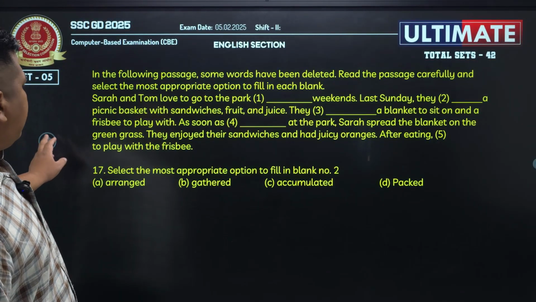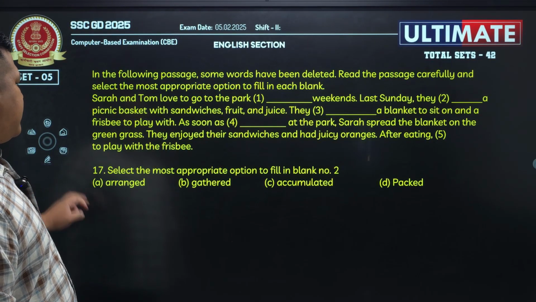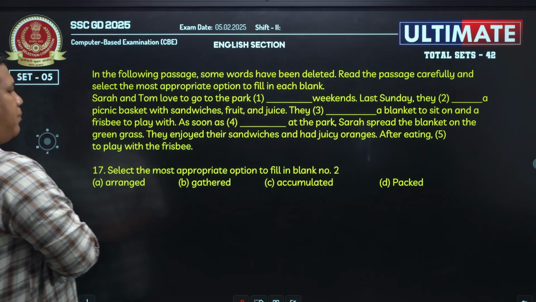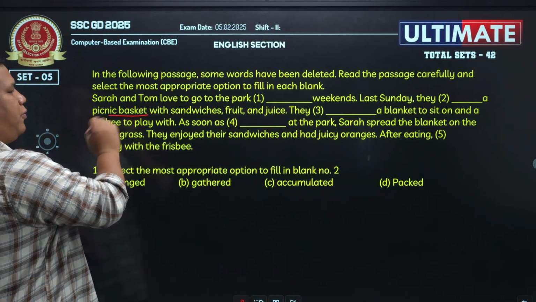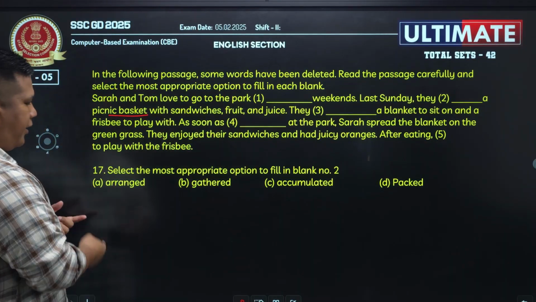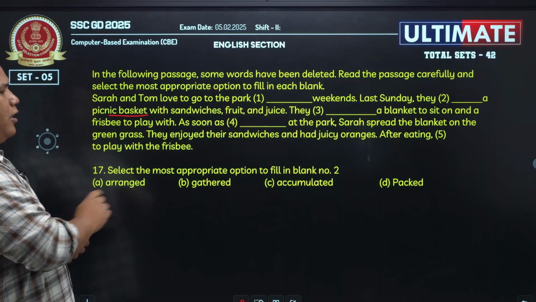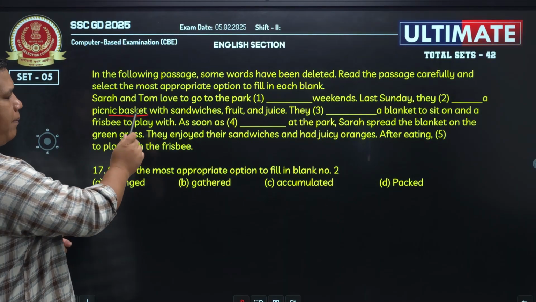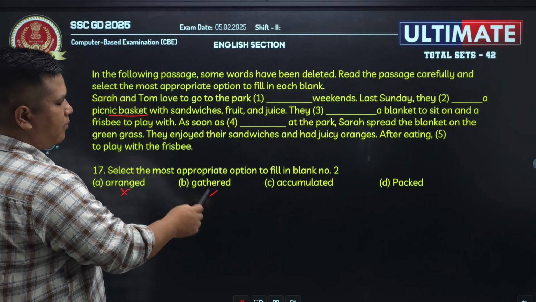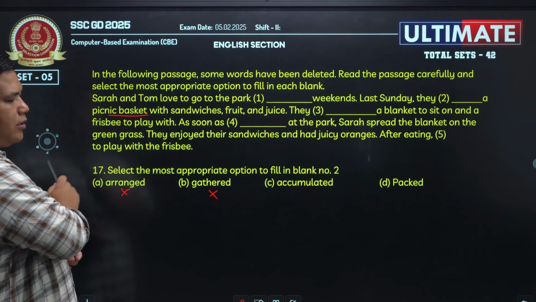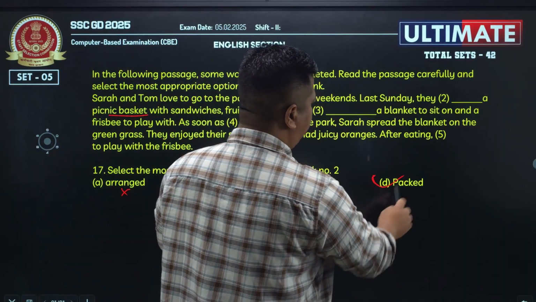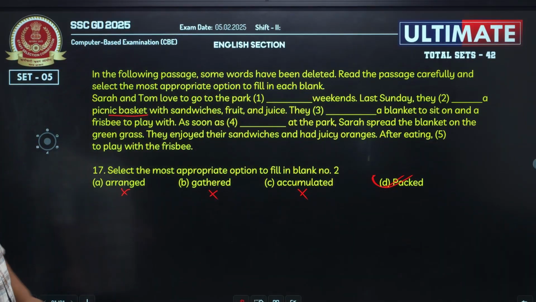Last Sunday, they dashed a picnic basket with sandwiches. What did they do? They dashed a picnic basket, a basket with sandwiches, fruits, juice. They arranged a picnic basket. They gathered. They collected. Accumulated is the same as gathered. So it will be packing the basket.